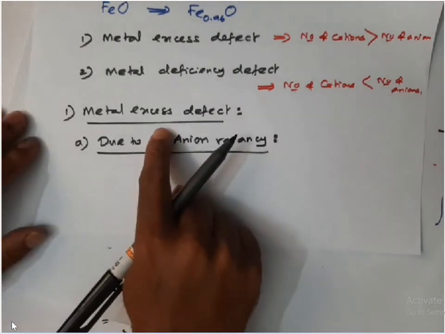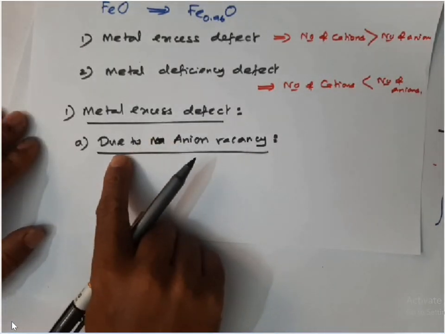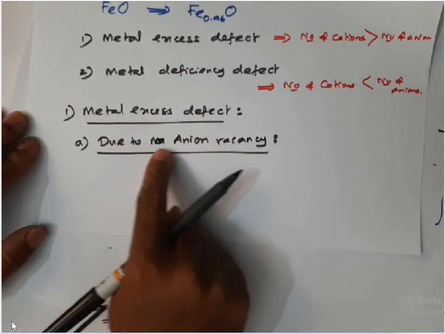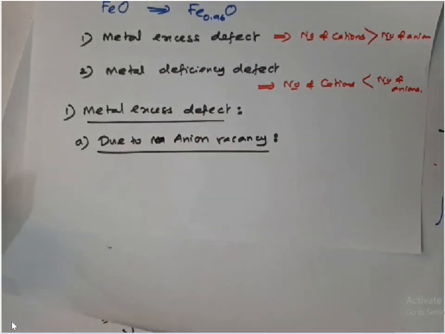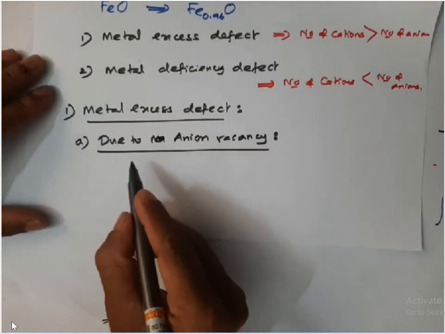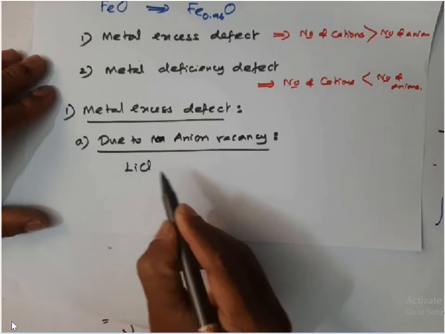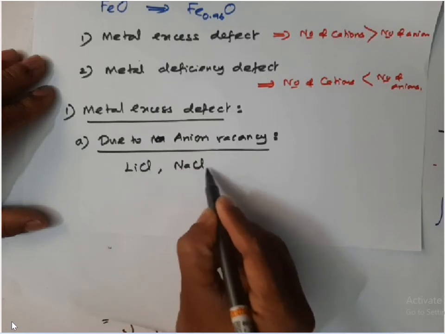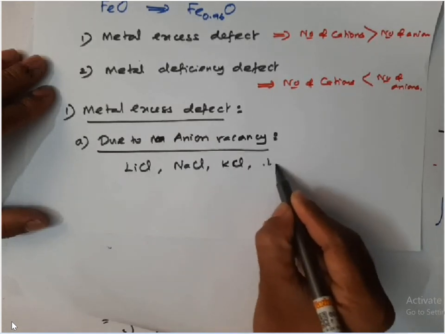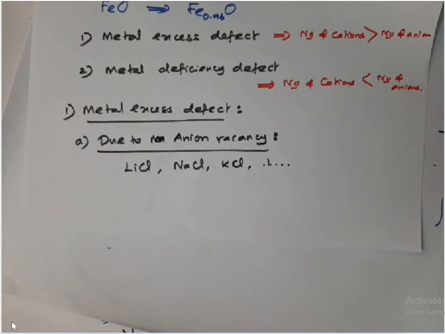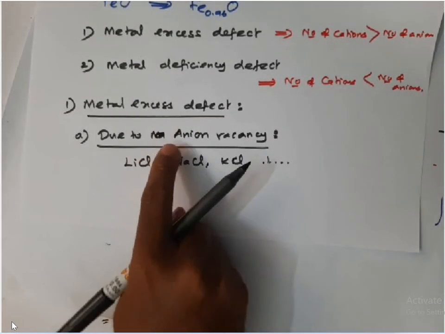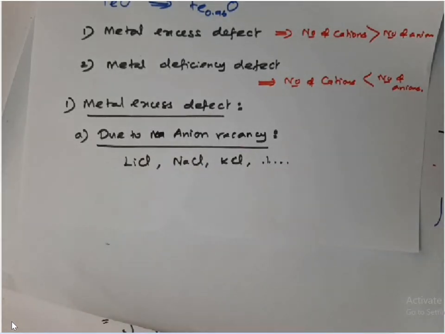So metal excess defect arises through two ways. Number one, due to anion vacancy. For this I'll take alkali metal halides as examples, say for example lithium chloride, sodium chloride, potassium chloride, potassium bromide. Many examples are there. First I am going to discuss the metal excess defect which arises due to anion vacancy.